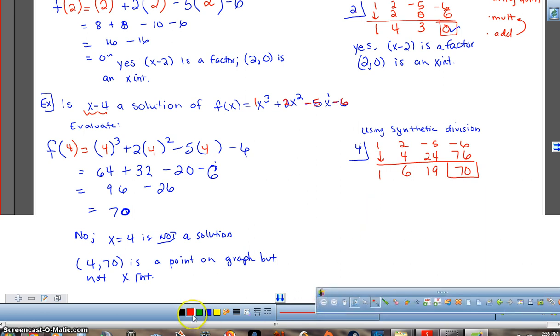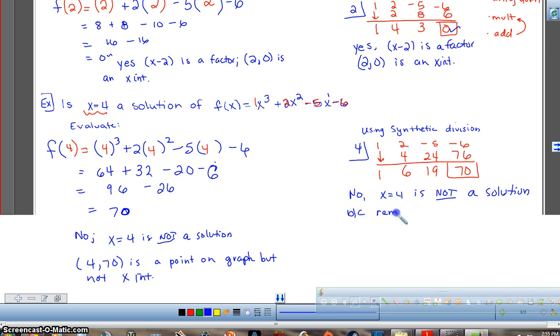So the answer is, again, no, x equals 4 is not a solution because the remainder is not 0. I would still know, though, that 4, 70 is just a point on the graph, but it's not an x-intercept.